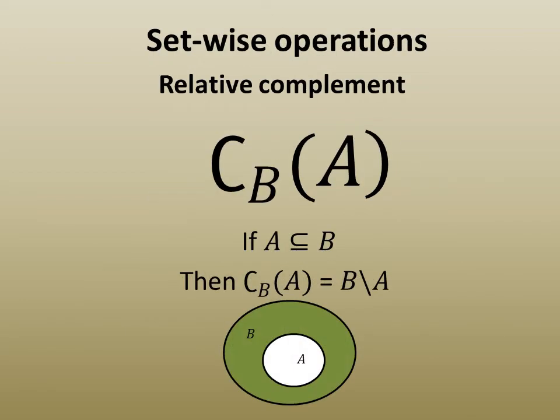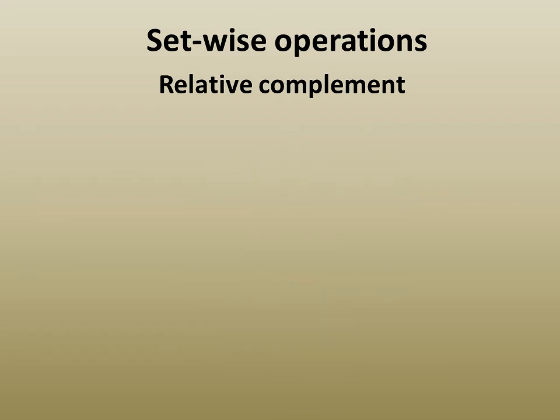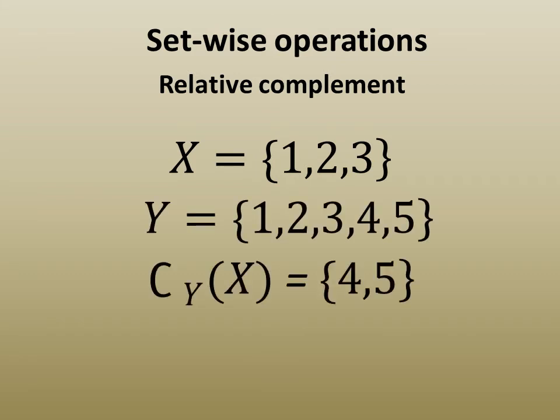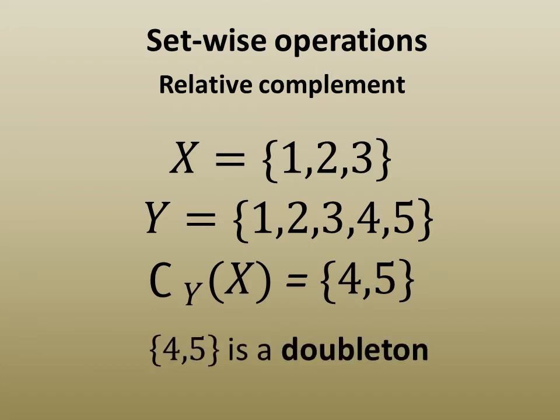Given two sets A and B, where A is a subset of B, then the relative complement of A in B is B/A. In the Venn diagram below, the green area depicts the relative complement of A in B. For example, let X be this set, and let Y be this set, then the relative complement of X in Y is this set. Note that this set contains 2 elements and some authors call such sets doubletons.